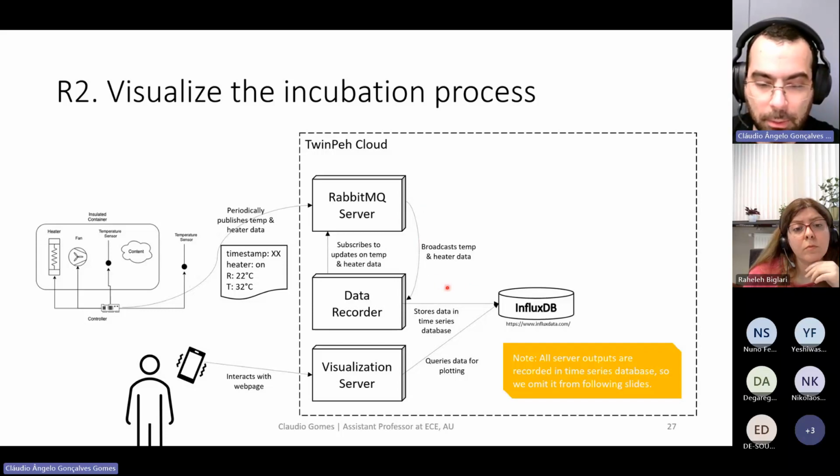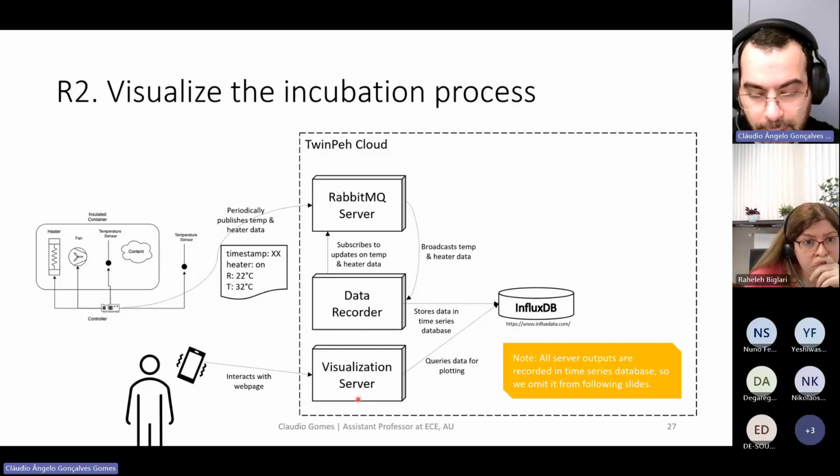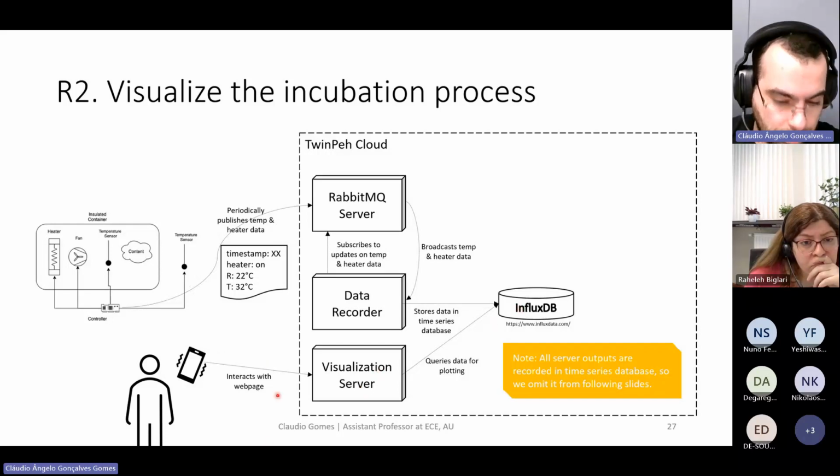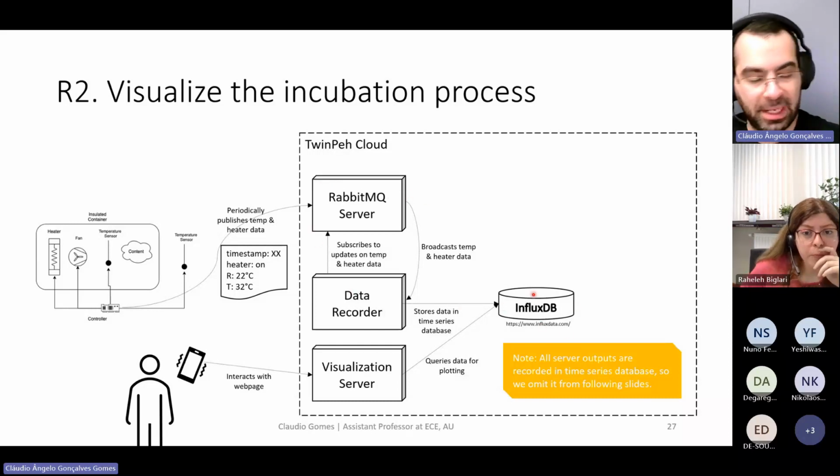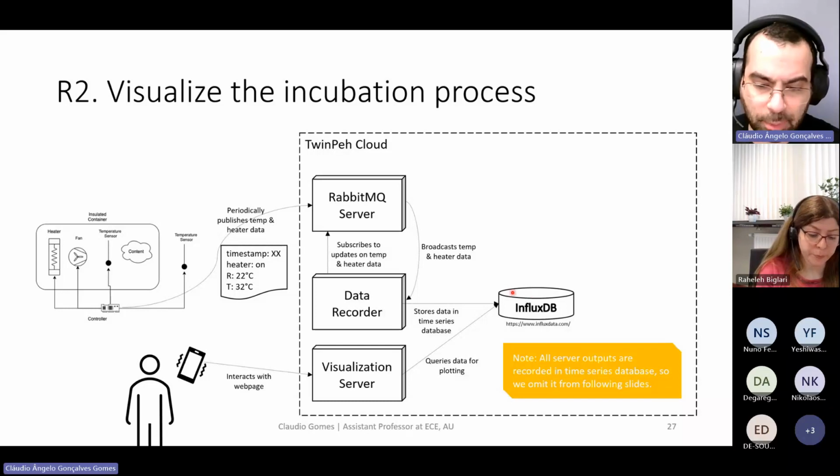And then for the visualization, you have another service, some other server running, that can take the data in the time series database and build a web page with that data that the users can access. So these three components are essential to the functioning of the digital twin, they form its basis, and then we have different servers that are implementing services, and they collaborate to implement the requirements of the system.